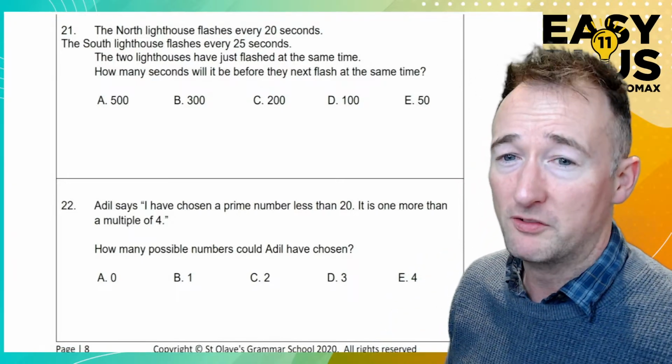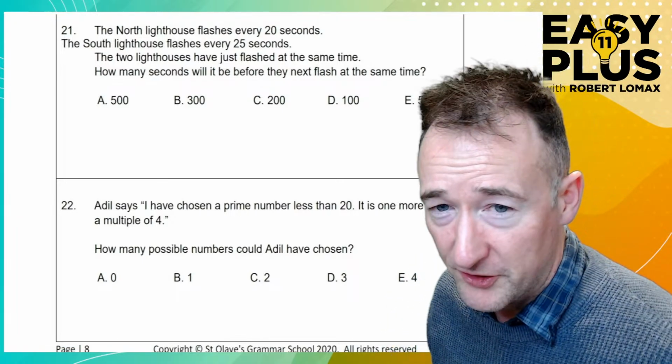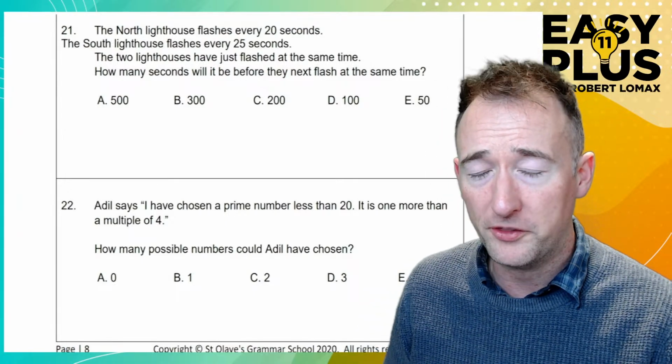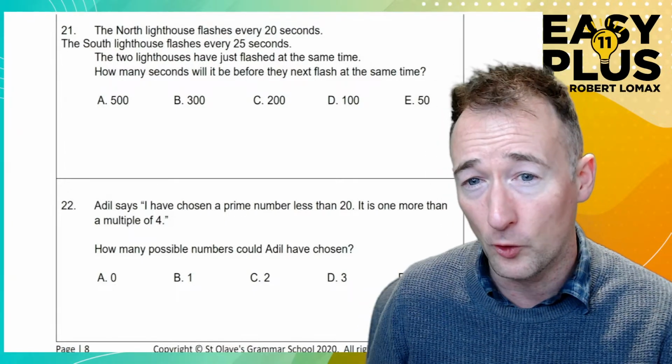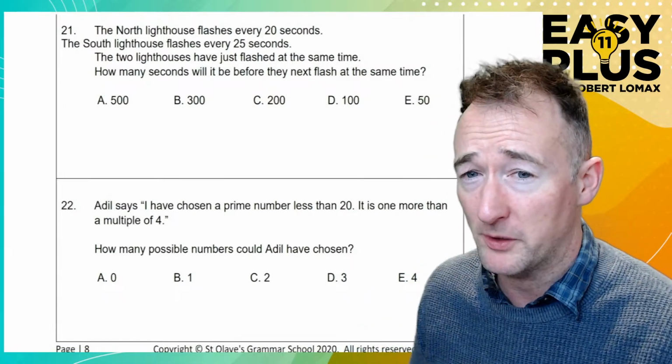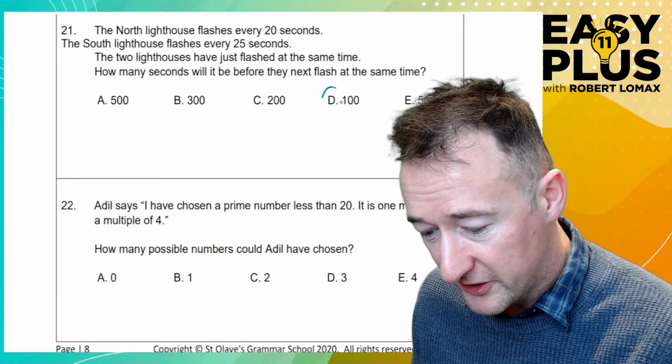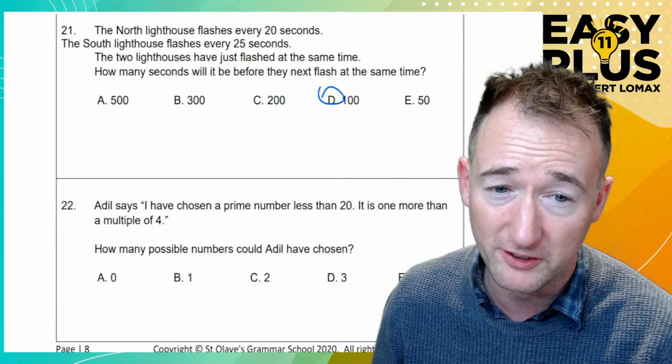So it flashes after 25 seconds, after 50 seconds, after 75 seconds, after 100 seconds, and so on. North Lighthouse flashed after 20, 40, 60. None of those came up on our previous list. 80, still no. 100, that's it. So the first number of seconds after which they both flash is 100.